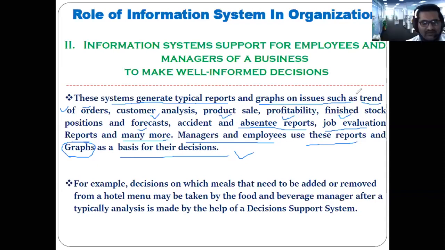Okay, that is quite related, but trend of orders means what? How many customers are coming in the evening? How many customers are ordering in the morning? How many customers are ordering in the afternoon? That is nothing but considered the trend of orders of one day. Understood? So how will you get to know about this trend? Using the information system only? Yes or no?